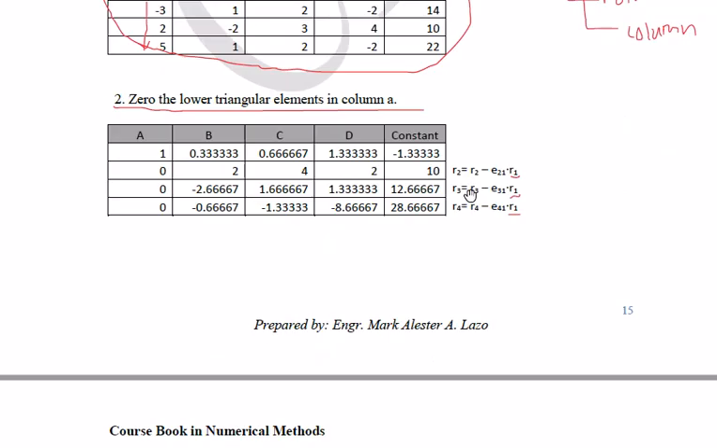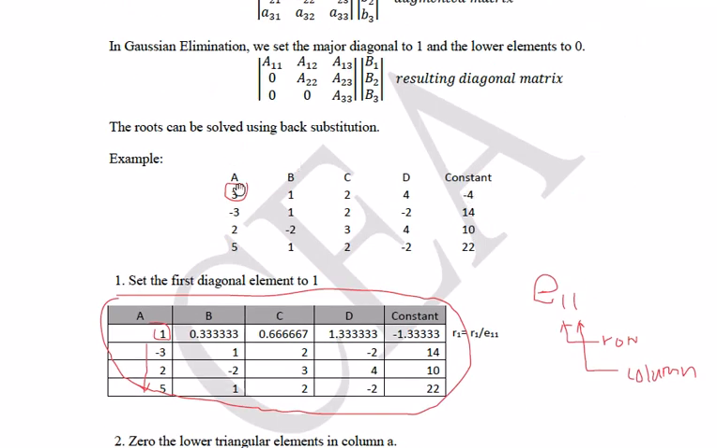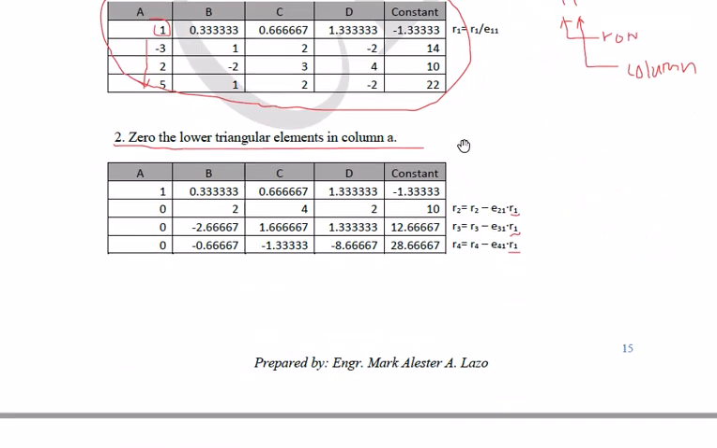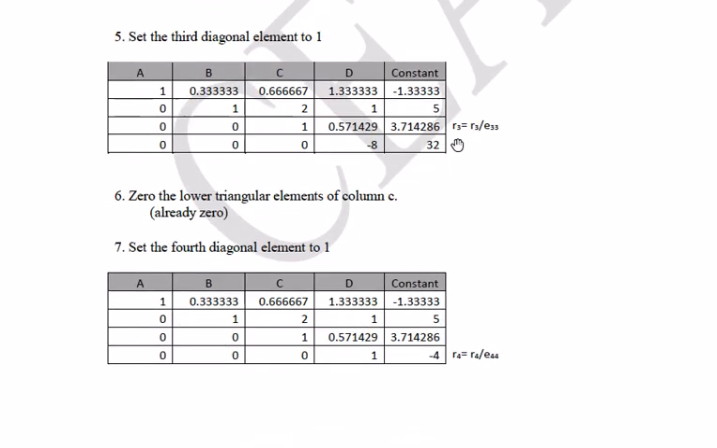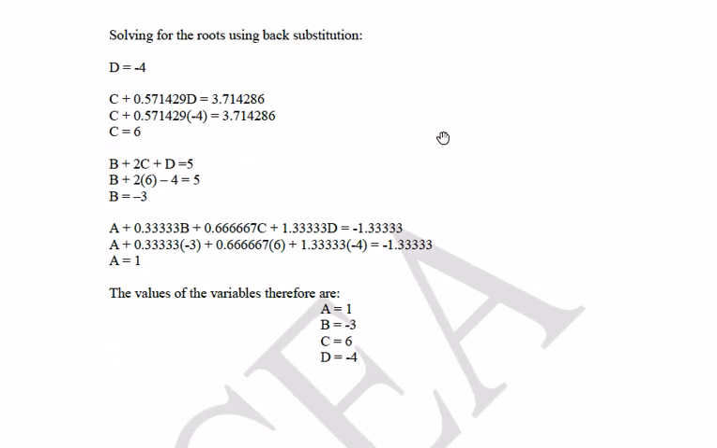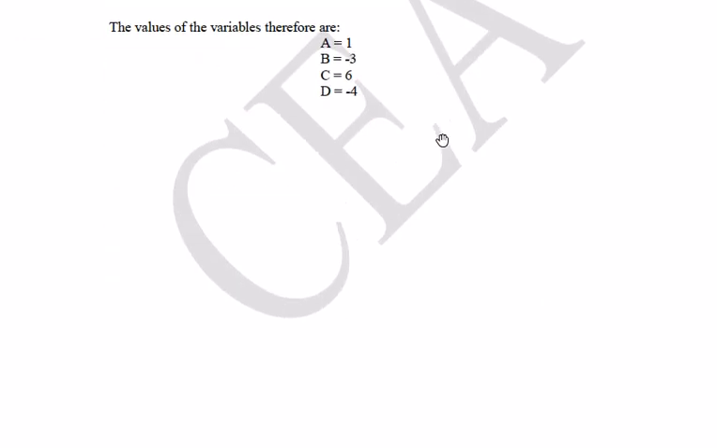So you can substitute the derived values into this equation: 3A plus B plus 2C plus 4D. Is it equal to -4? If you substitute the derived values and it is equal to -4, then our answer is correct.